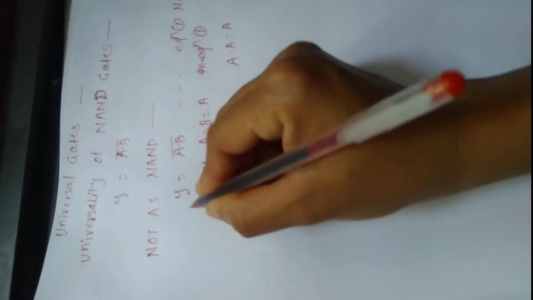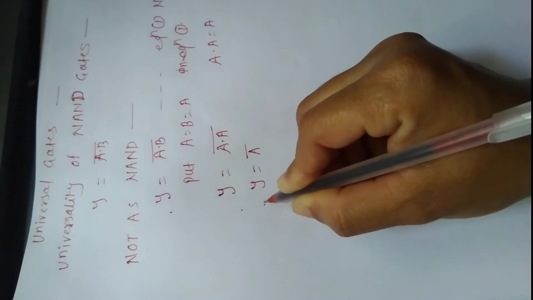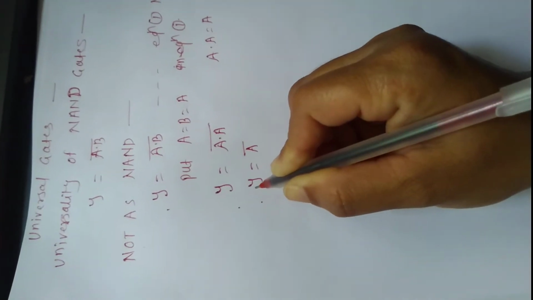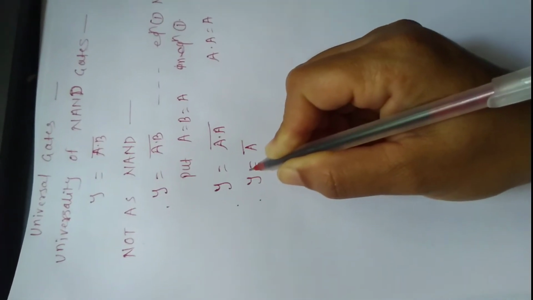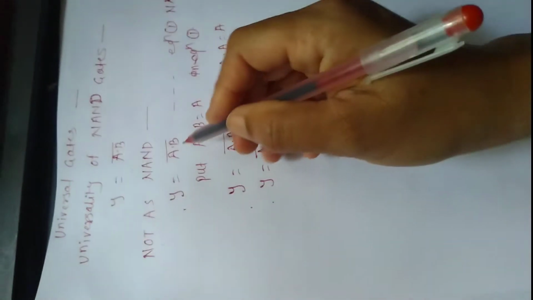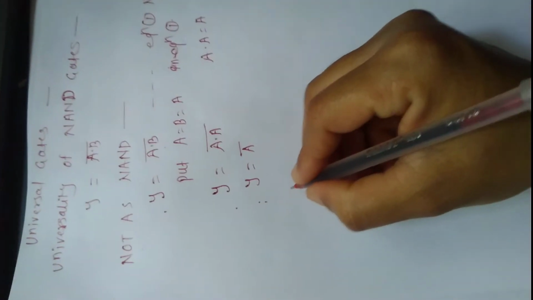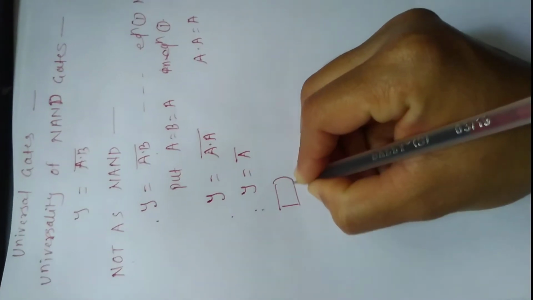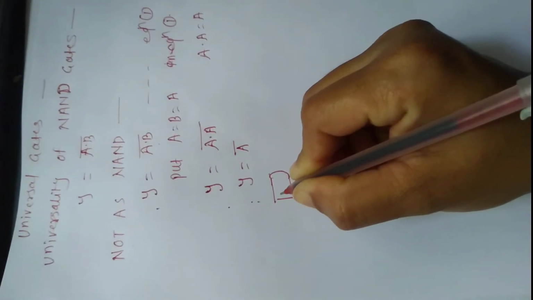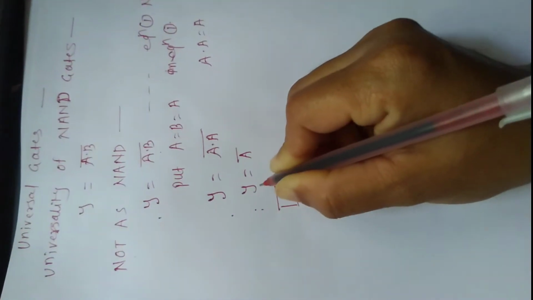Only in NOT as a NAND is there a change, as from the expression of NAND we convert to the expression of NOT gate. But in the other universalities, that is OR as a NAND and AND as a NAND, the OR gate and AND gate are converted into the form of NAND gate. So the diagram is also only in the form of NAND gate.